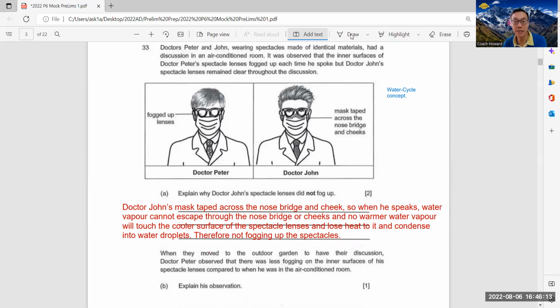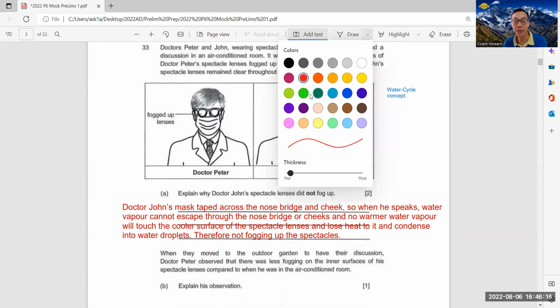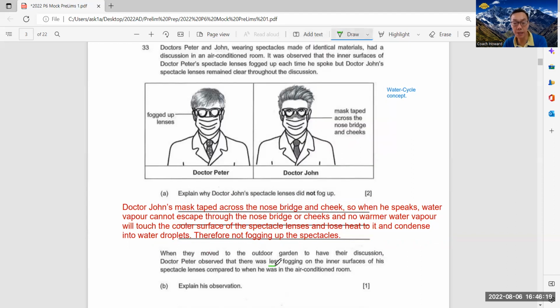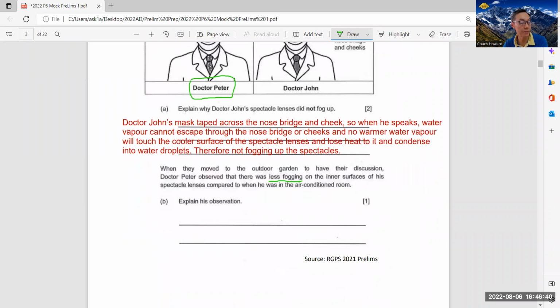When they move outdoors, Dr. Peter observed that there was less fogging. Take note of this word, because they said less, it's not no. So underline this part: less fogging on the inner surfaces of his spectacle compared to when he was in the air conditioning room. In the air conditioning room there's more fogging, but when they move outside, he noticed the fogging is less. You have to explain this observation. When you move outdoors, the temperature increases, so there's a smaller temperature difference between the surrounding air and the temperature of his spectacle.